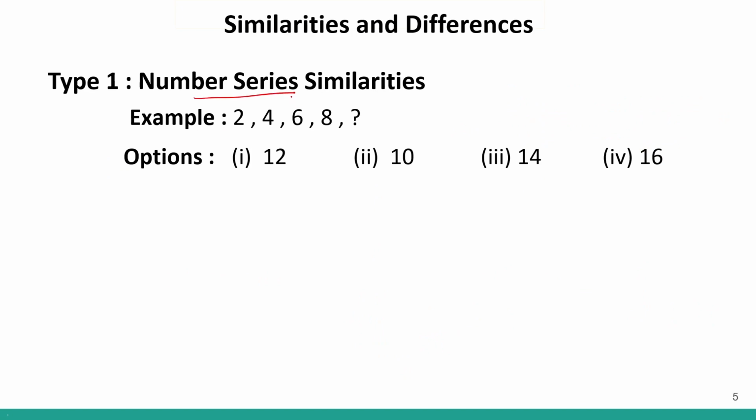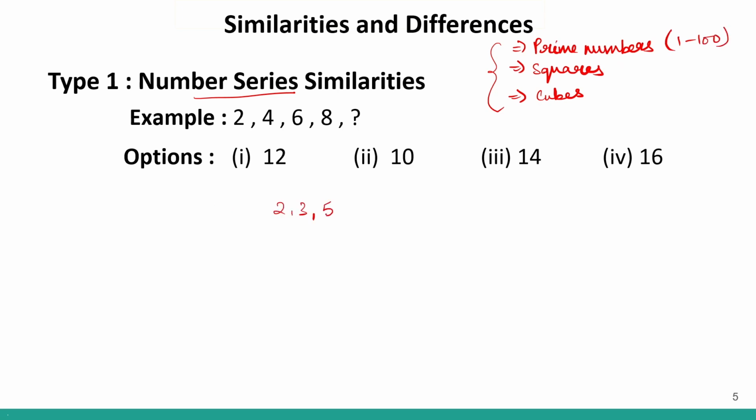In number series similarities, it is important to remember what are the prime numbers, what are the square numbers and square roots, and cubes. So this much information is required to know how to solve number series similarities. Prime numbers are what? At least 1 to 100. So the first prime number is 2, then 3, then 5, then 7, then 11, then 13, then we have 17, 19, and so on. These are called prime numbers. So this you should remember.